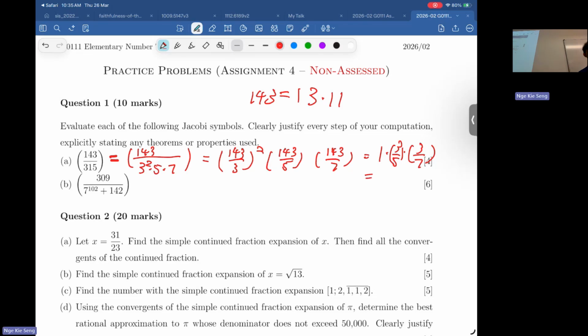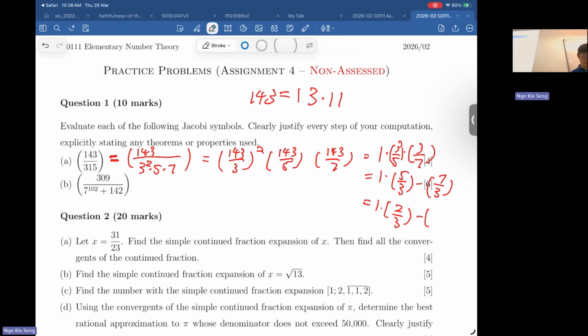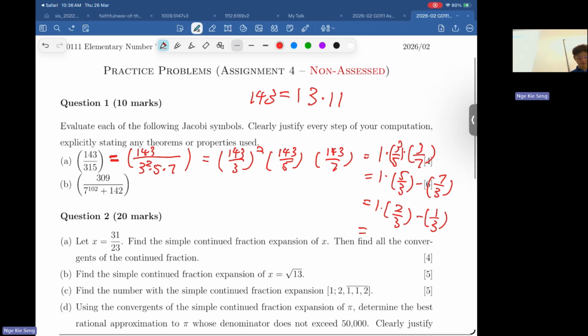Should we try compute? Okay, let's try. If you use quadratic reciprocity, you can directly swap as long as you have a 1 mod 4, right? If both of them are 3 mod 4, then you have a negative. Let's check. So you have 2 mod 3, and then negative of 7, what's this? 1 mod 3. Last time we proved that 1 mod 3 is always 1, right? So 2 over 3: 1 times 1 is 1, 2 times 2 is 4, which is 1. Okay, so this is negative 1 times negative 1, which is 1.